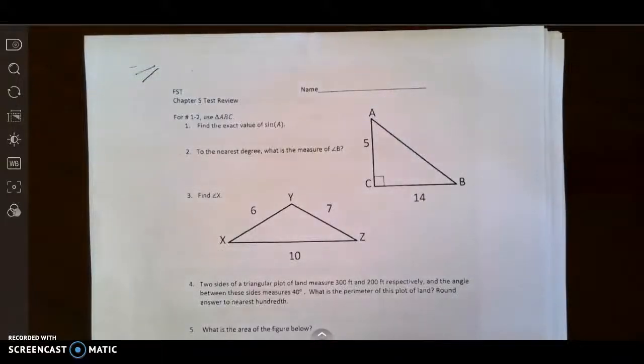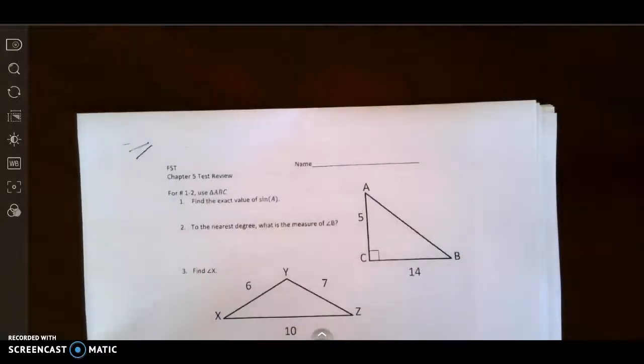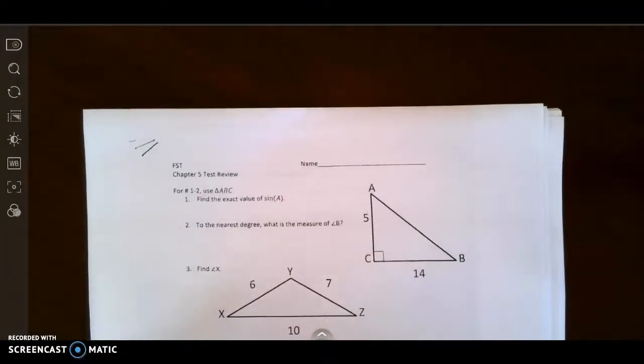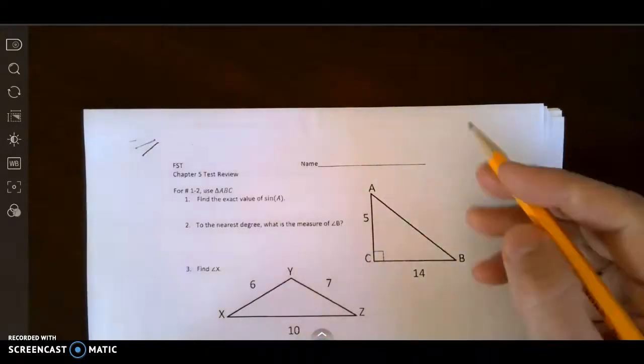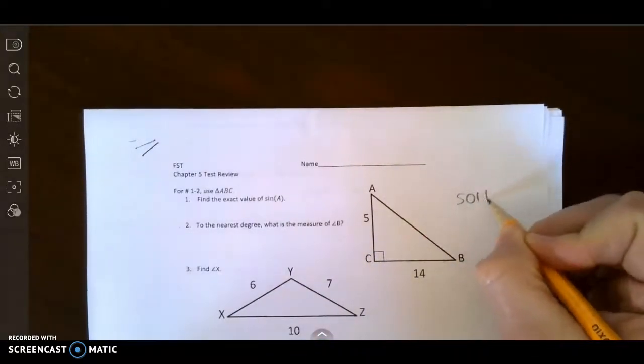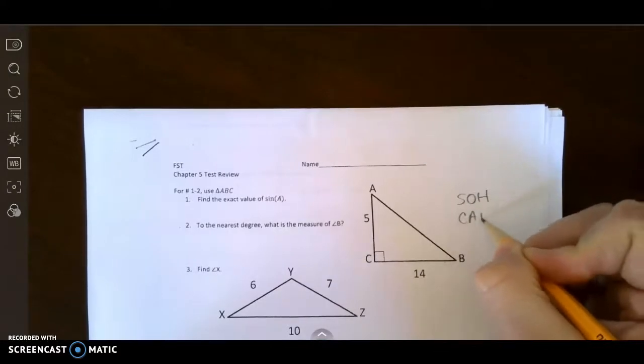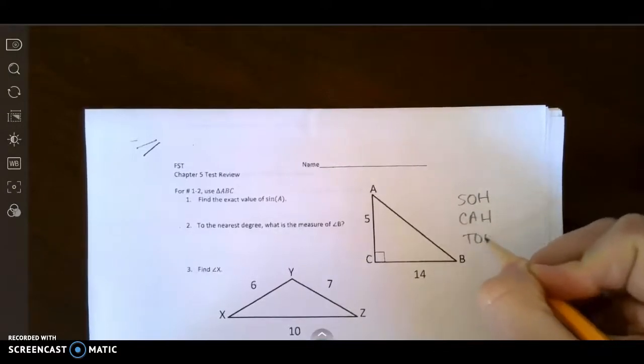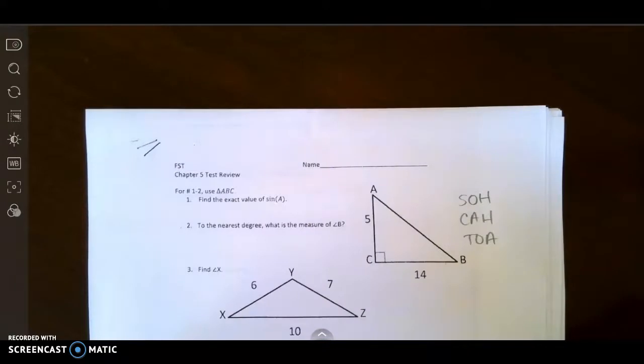Right, so this is another review that you can do to get a little extra practice for your Chapter 5 test. It says for numbers 1 and 2 to use this triangle at the right, ABC. I want you to notice that this triangle is a right triangle, which means we can use SOHCAHTOA. You don't need to use law of sines or cosines for this triangle.